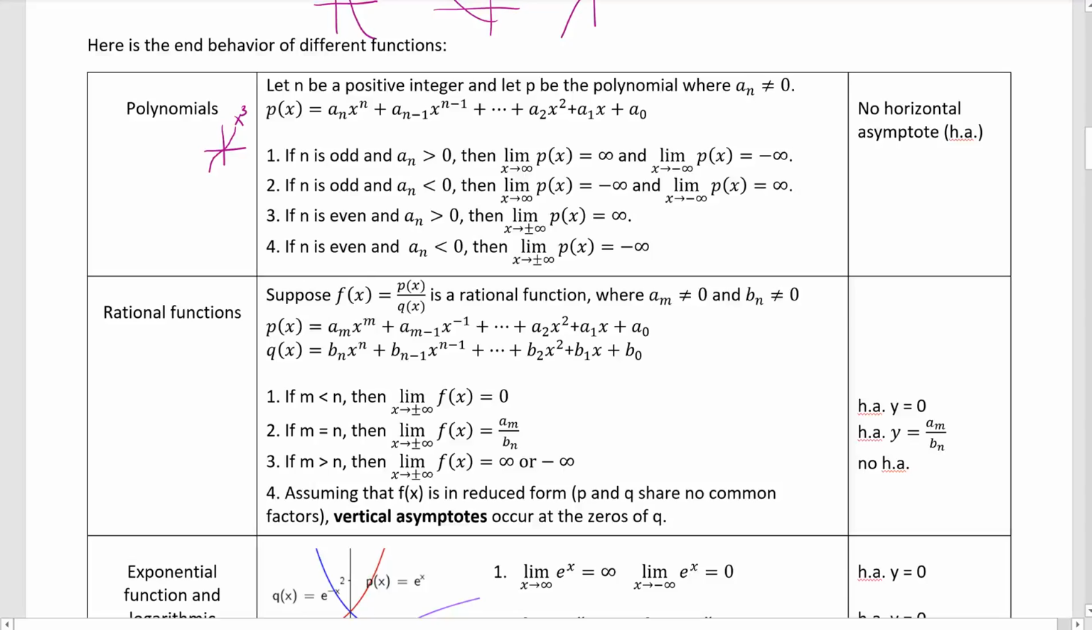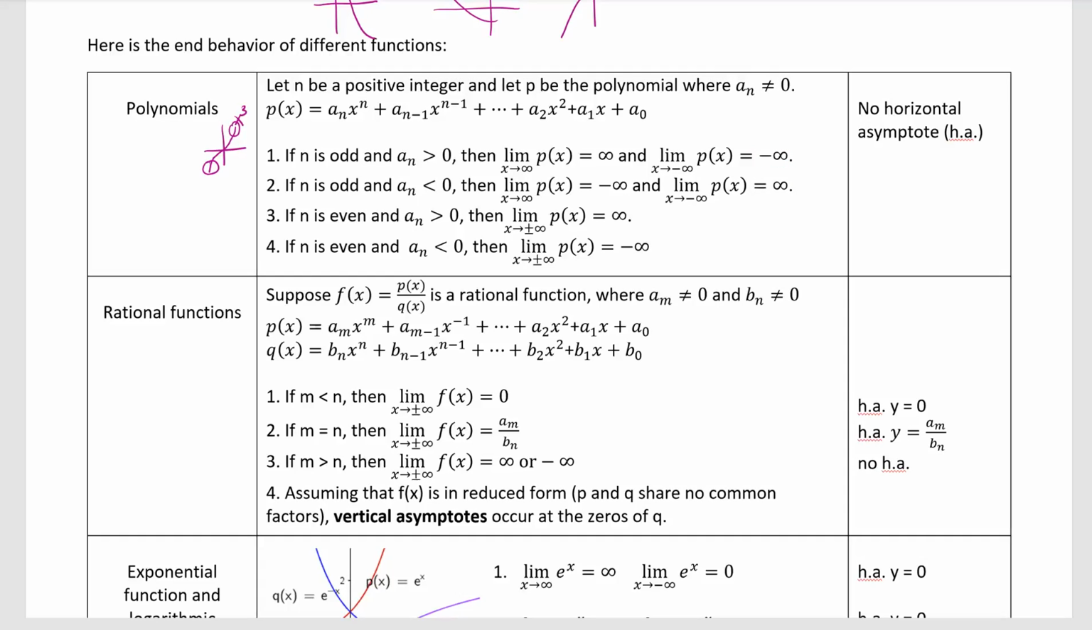Okay, so when x goes to infinity, what happens to your y? Your y also goes to infinity, right? So that's why the limit as x goes to infinity of p of x is infinity. How about when x goes to minus infinity? Your y goes down, right? So that's why you have minus infinity.